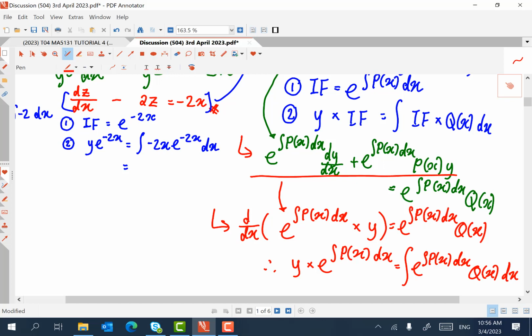That's how I got step 2. Y times the IF equals the integration of IF times the QX.